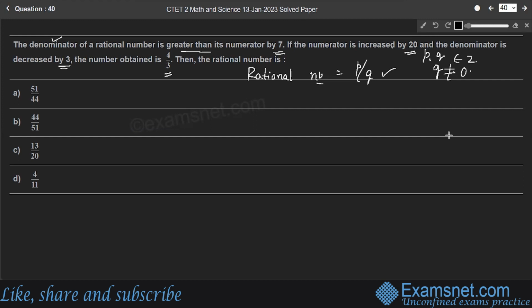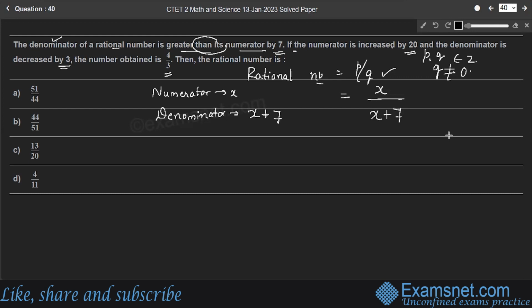So, we'll consider a rational number in which the denominator is greater than its numerator by 7. We'll consider the numerator as x, and the denominator, which is greater than its numerator by 7, becomes x plus 7. Therefore, the rational number is x by x plus 7.